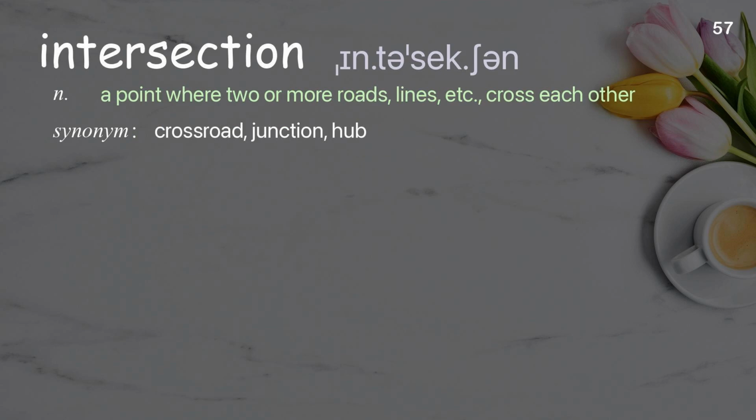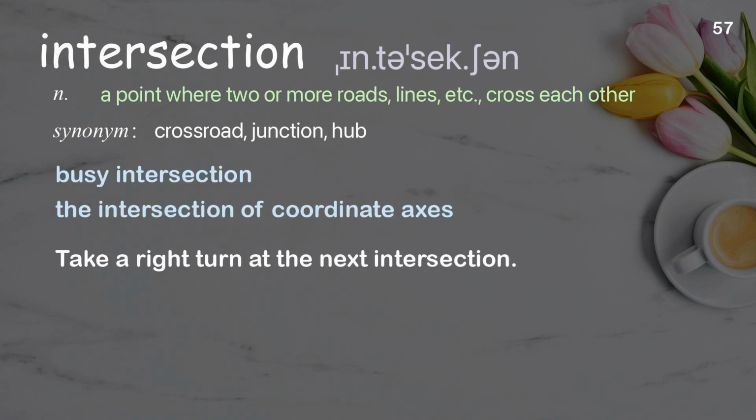Intersection: A point where two or more roads, lines, etc., cross each other. Examples: Busy intersection. The intersection of coordinate axes. Take a right turn at the next intersection.